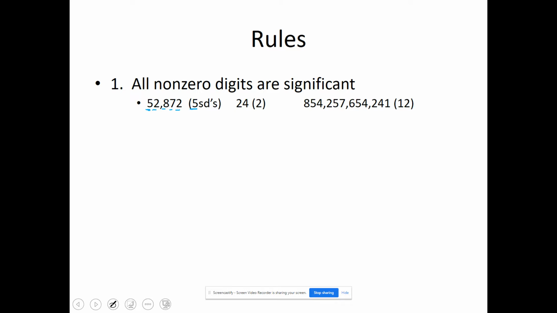So for any non-zero numbers, the number 24, there's 2. It doesn't matter how big or how small the number is. If there's no zeros, they all count. So this huge long number, the first one counts, the last one counts, they're not zeros, so everything in between counts. If you add those up, there would be 12. So that's 12 SIGDIGs. That rule is pretty easy.